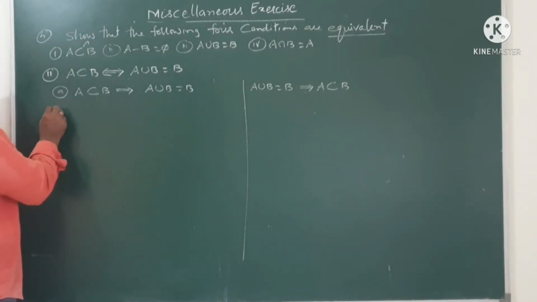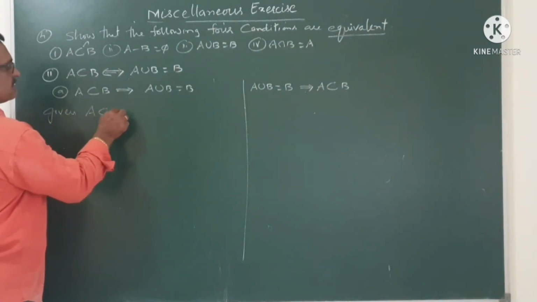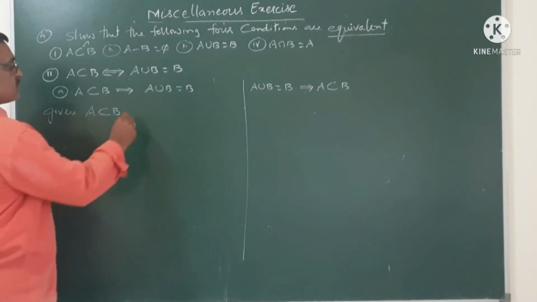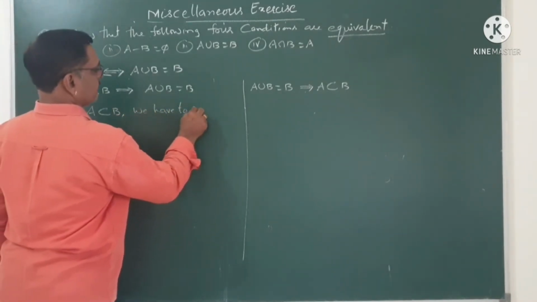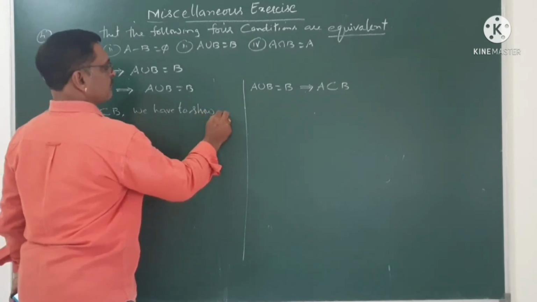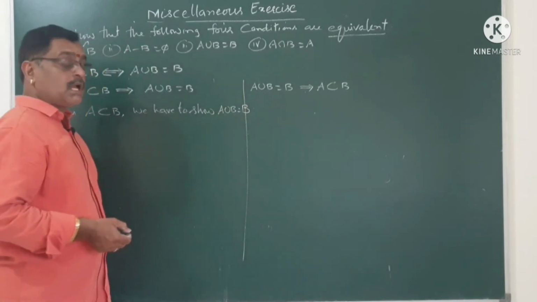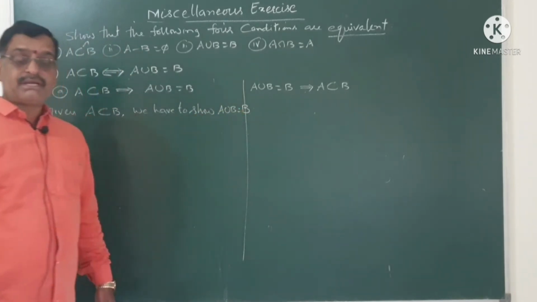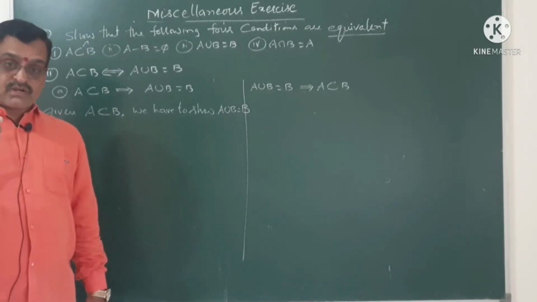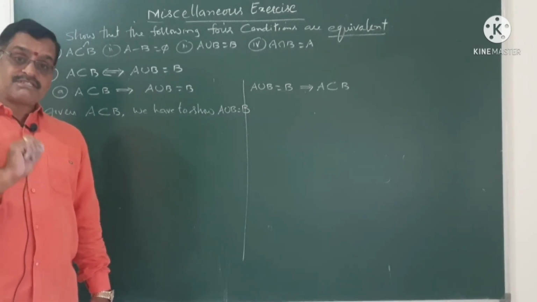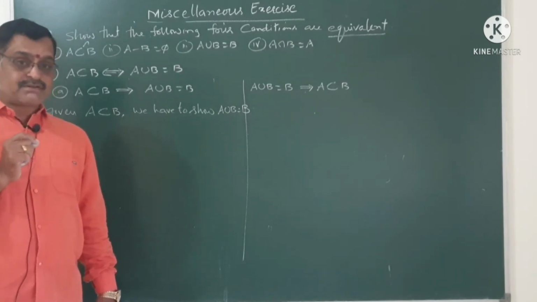Now, given A is a subset of B, we have to show A union B is equal to B. How can we show two sets are equal in set theory? We can show that two sets are equal only if the first set is a subset of the second set and the second set is a subset of the first set.